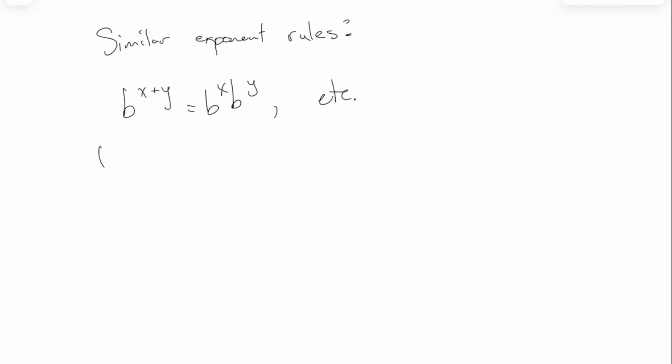To prove this is actually very easy. You do have to use the definitions. So this is equal to e to the x plus y times ln b, right? And now I want to simplify that and somehow eventually end up with this over here. Anybody have a suggestion? How could I simplify this?